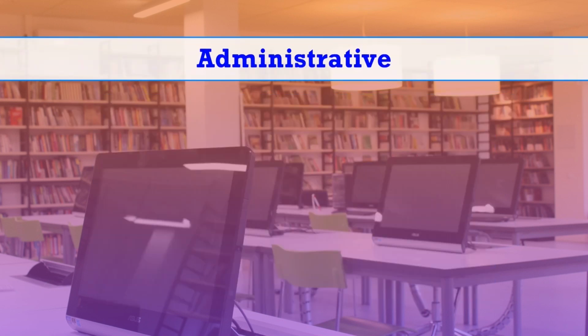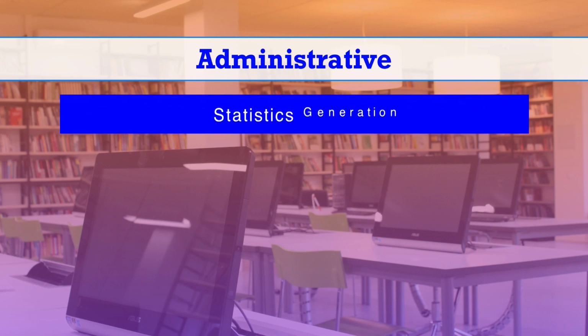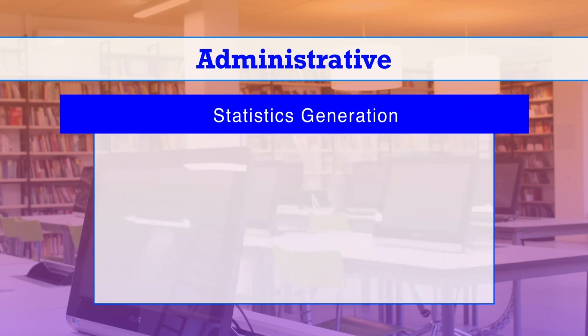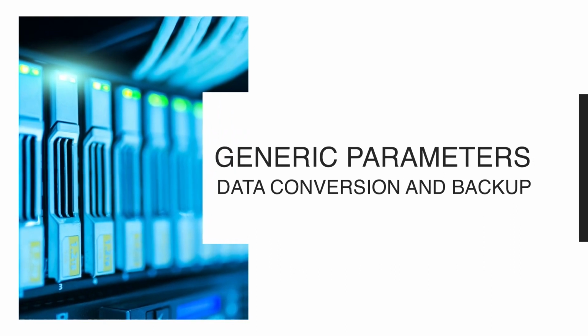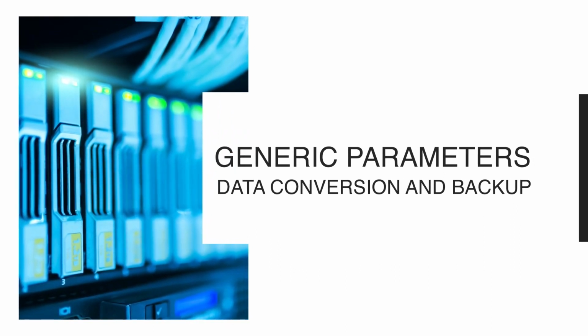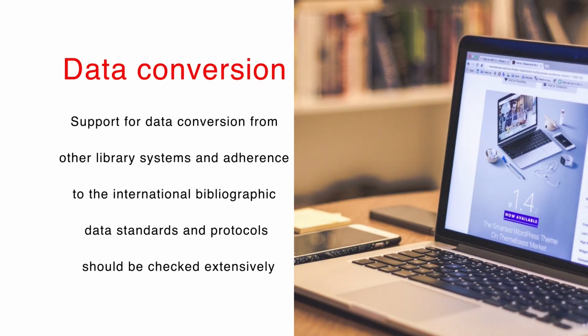Now at the administrative level, you need to check whether it is capable of generating different kinds of statistics, whether it is supporting export and import of bibliographic and authority data or not, fund accounting, and digital media archiving. Other generic parameters related to data conversion and backups are as follows. In case of data conversion, you need to check support for data conversion from other library systems and adherence to the international bibliographic data standards and protocol. It should be checked extensively.